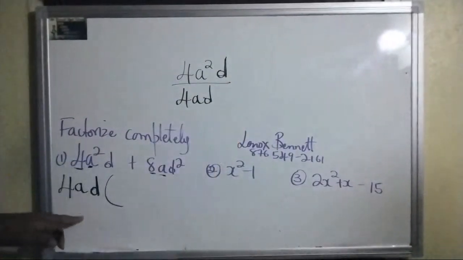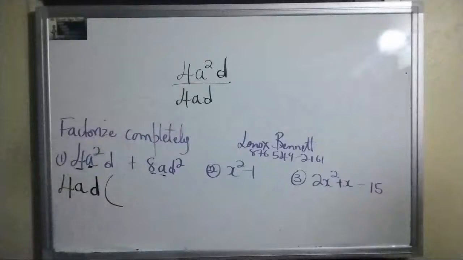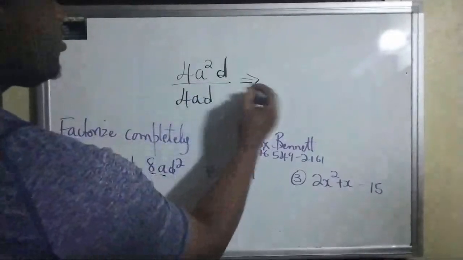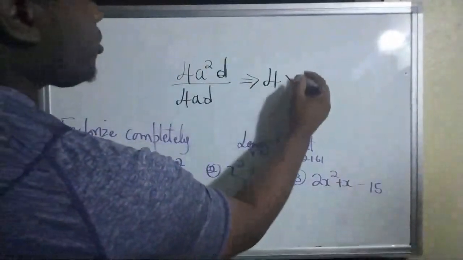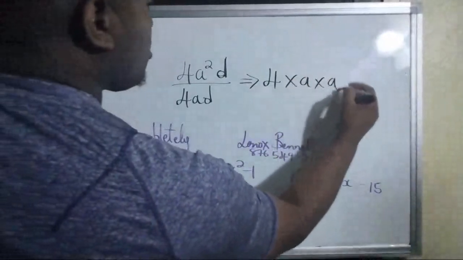So 4ad, right? Let me rewrite this first. Show you how we can make maths even simpler for you. So it's going to be a squared means a times a.